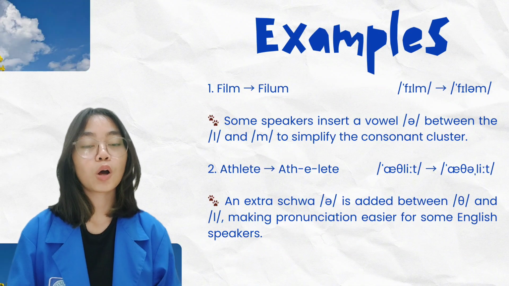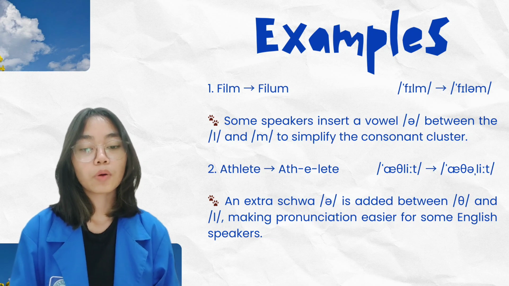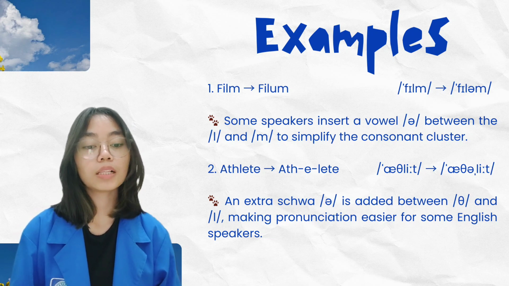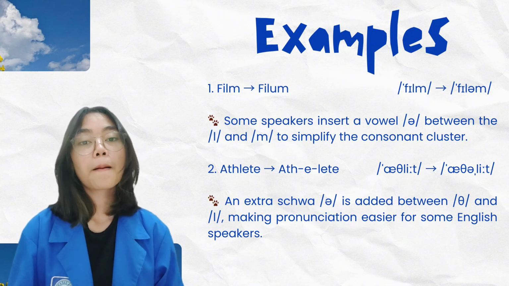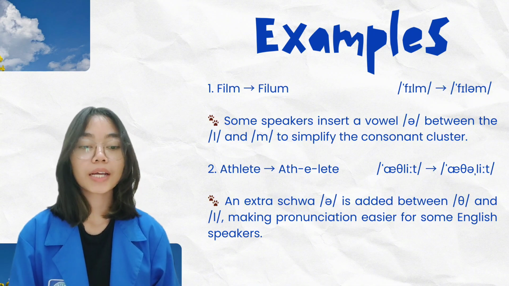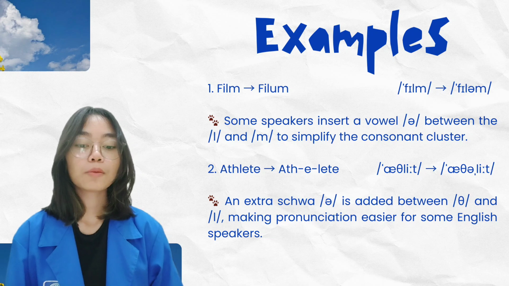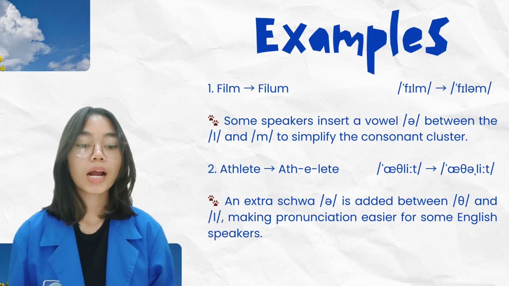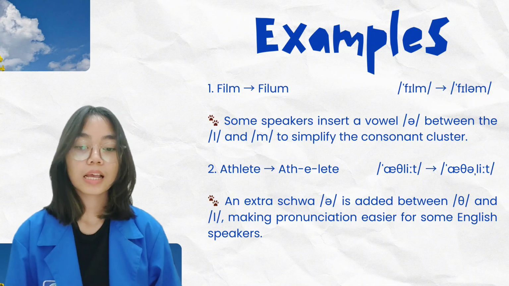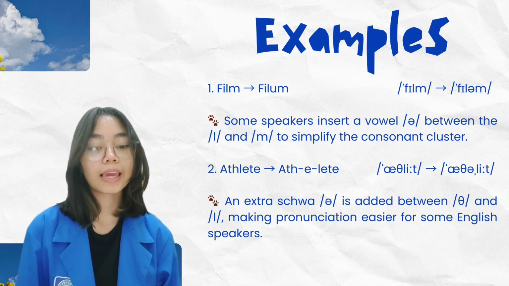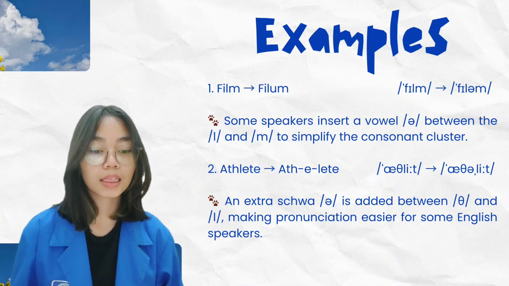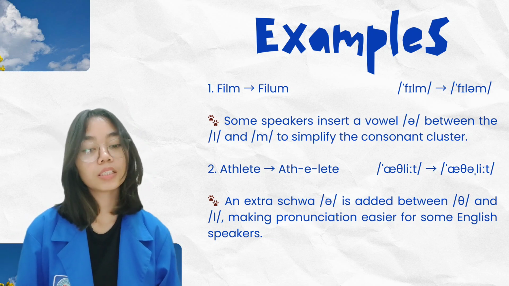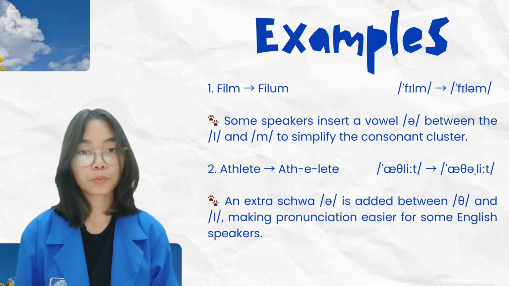Next, there is example of epenthesis. Number 1, film becomes filum. Some speakers insert a vowel between the l and m to simplify the consonant cluster. Number 2, athlete becomes athelete. An extra schwa is added between the th and l, making pronunciation easier for some English speakers.